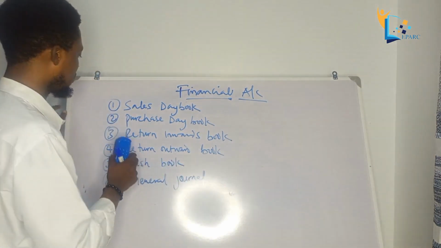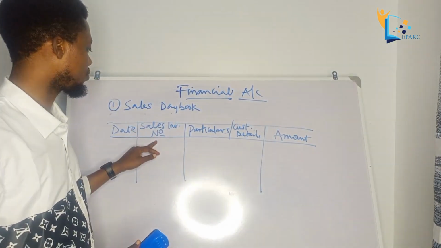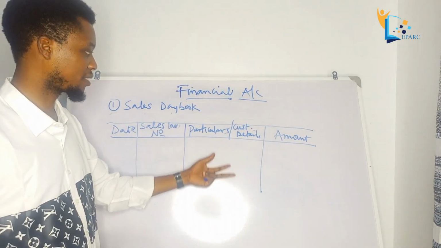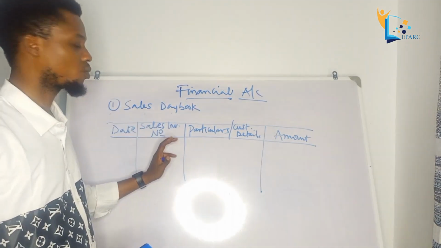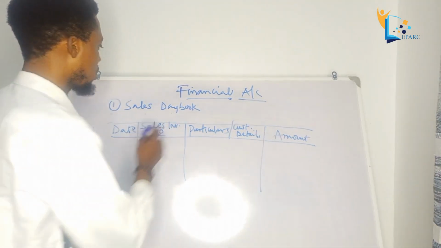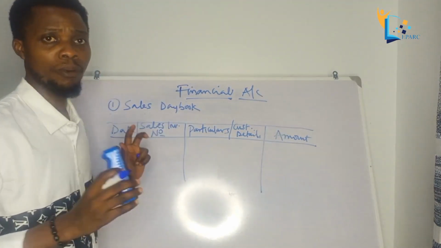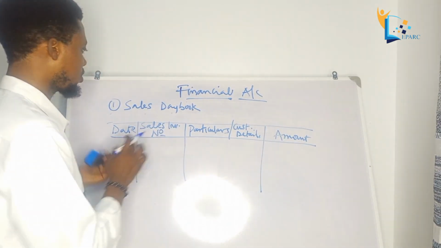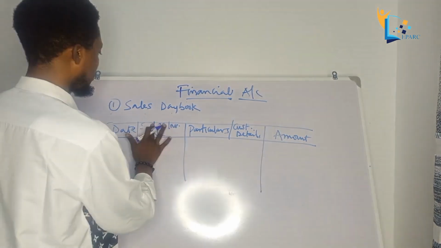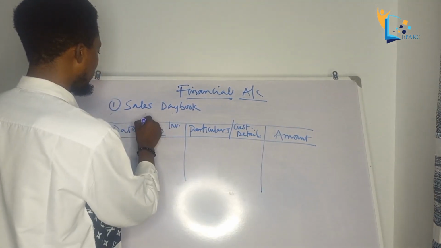We are starting with the sales day book. We have the date, the sales invoice number, the particulars, or you can call it customer details, then the amount. This is a typical format for the sales day book. Then for the purchase day book, it's the same format. The only difference here is that we have the purchase invoice number.